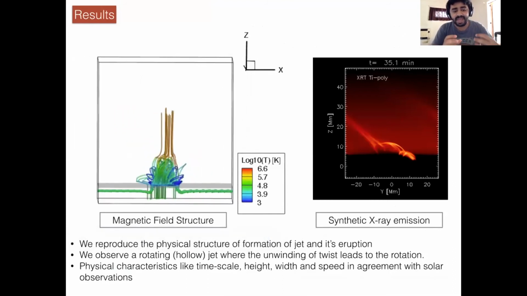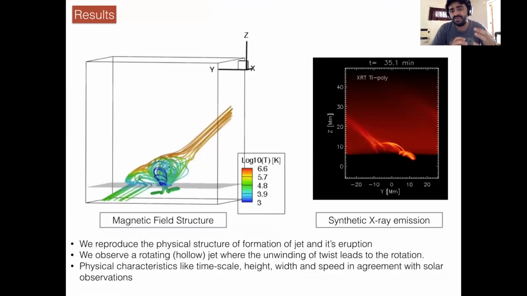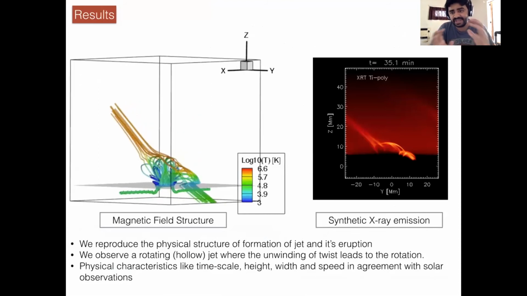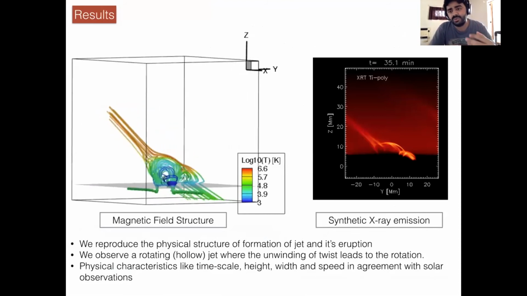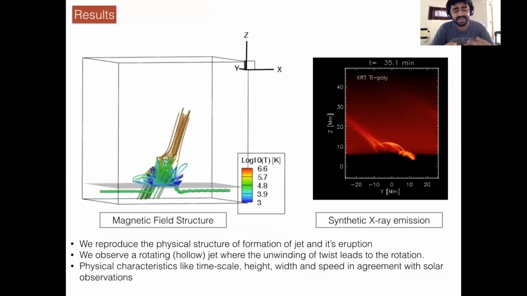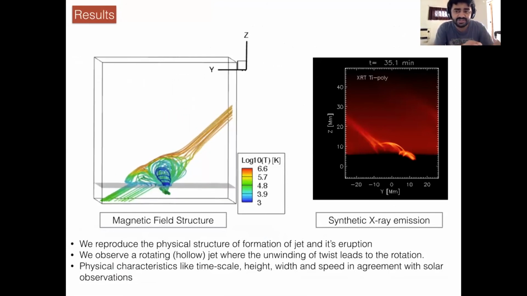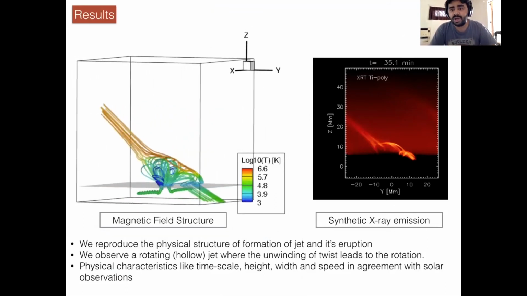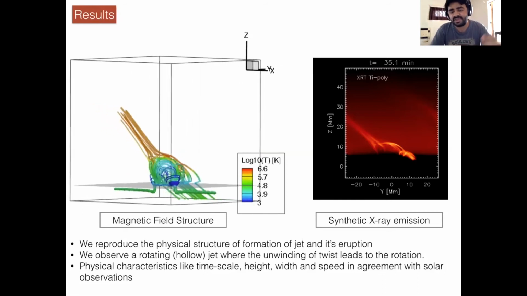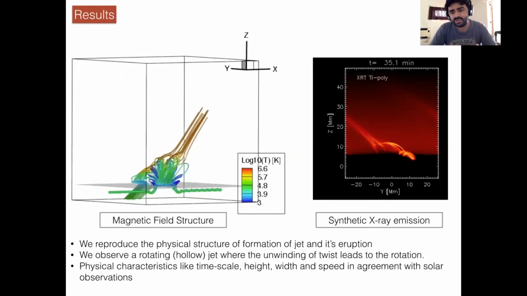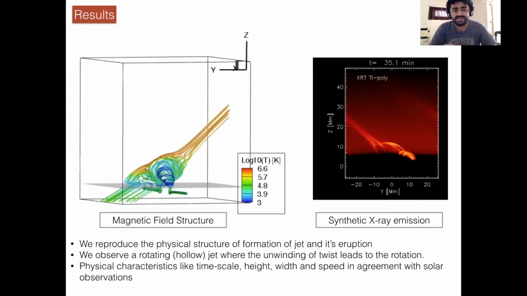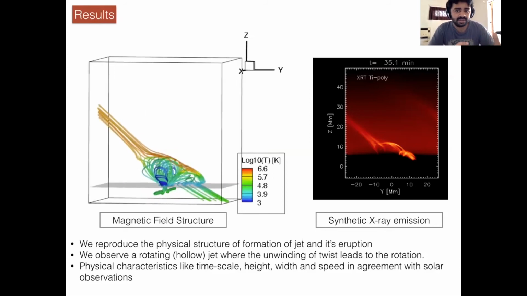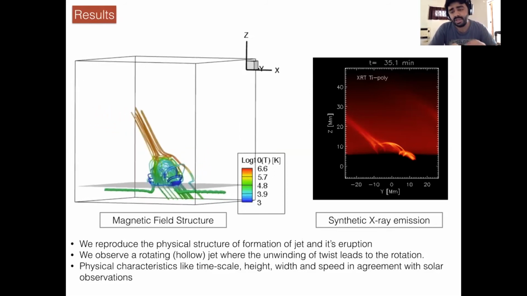What we see is that the magnetic field lines have a very strong correlation with the observations. So we are able to reproduce at least a physical structure which is very similar to what we see from observations. Some of the physical parameters that we measure in our simulations, like the size of this jet formation or the velocity with which this jet erupts and the plasma flows out, are very much correlated with the observations too. So on the zeroth level, basically, we are able to model a solar jet eruption.